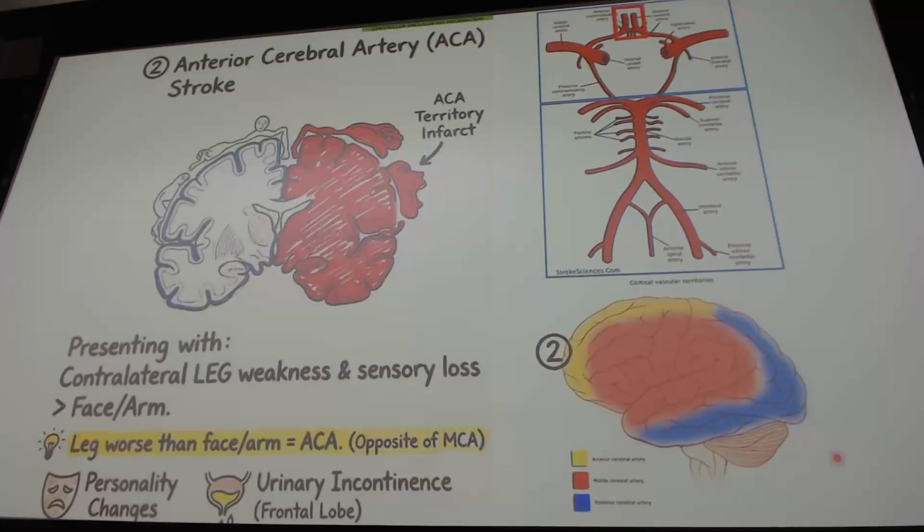But with the anterior cerebral artery, think legs being more affected. That's going to be your key to localizing that one.